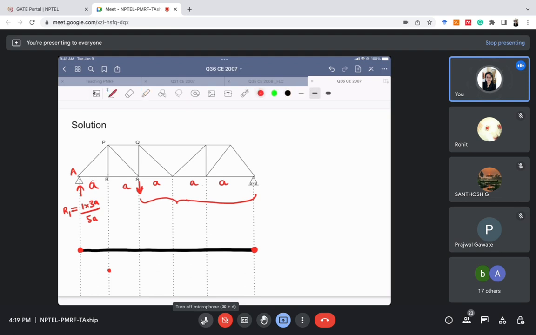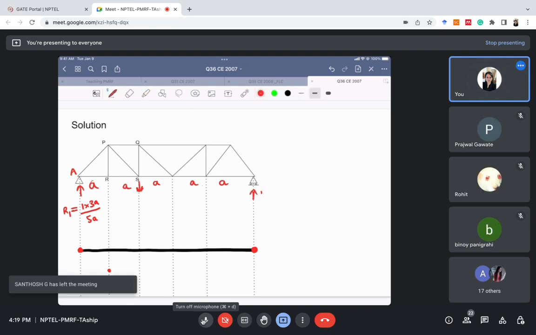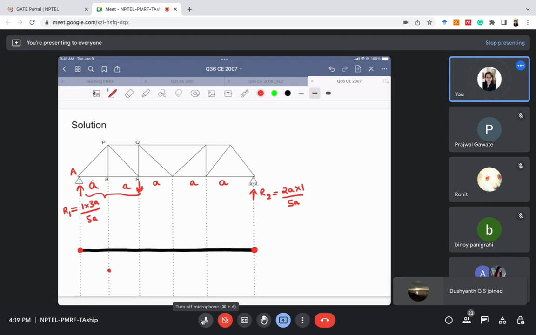And what is the reaction R2? The reaction R2 will be the length next to the load, which is 2A, multiplied by 1 divided by the total length. The total length is 5A here. So we have calculated the reactions, although the reaction calculation is not required here, but just for the practice. Now, the same process. Again, we'll use the method of sections here.